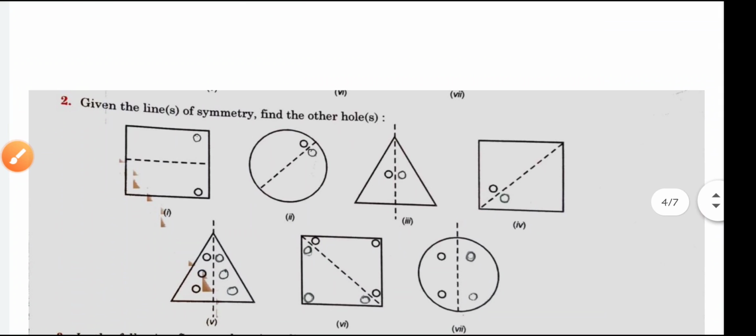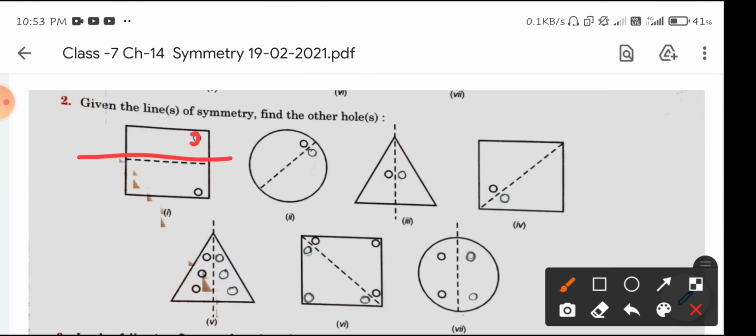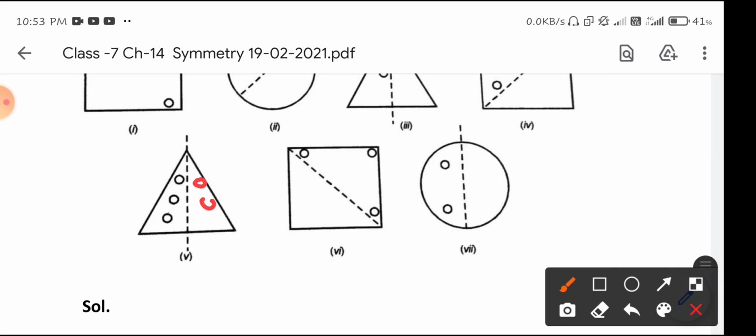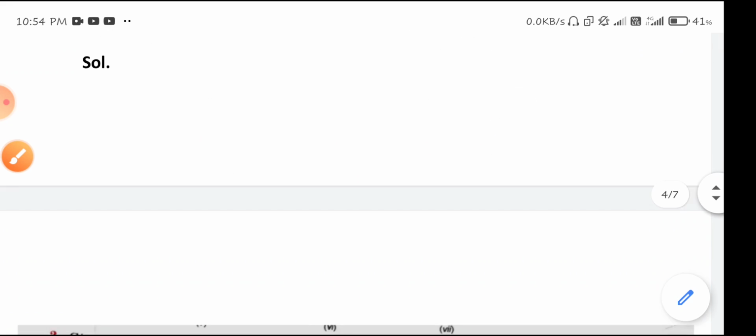So how can you form it? See, yes, the symmetry line is given. So if you make one hole here, both parts are the same. Here one hole will come in this figure, this side, then this side, and this triangle. How can you make it? Like this, then here, and like this. So you can see after making these holes, both sides are equal. So in this question, the line of symmetry is given and you have to make the figure symmetrical. So using this you can make it.